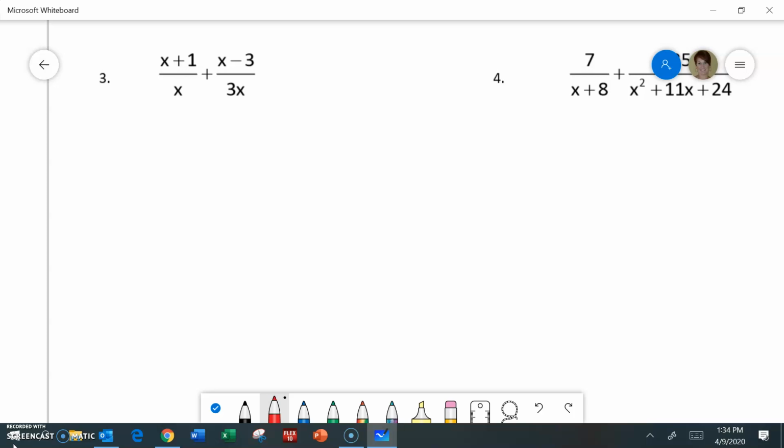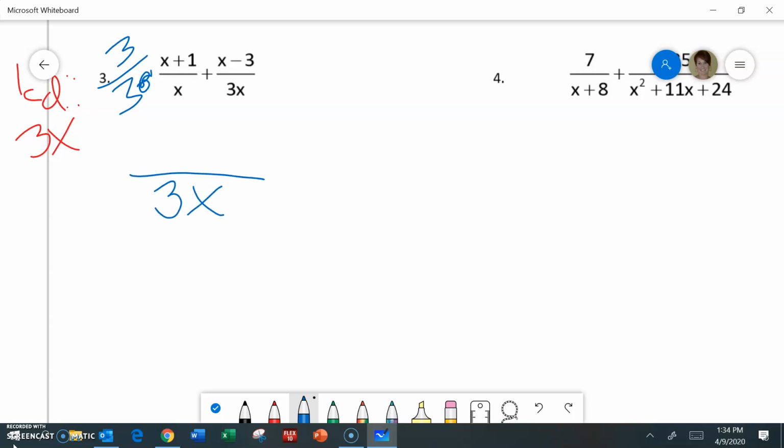So for number 3, we have a denominator of x, and the other fraction has a denominator of 3x. So I hope this one seems a little bit easier, but the LCD, in this case, would be 3x. So we're going to multiply the first fraction by 3 on the top over 3 on the bottom. So we have a 3x on the bottom.